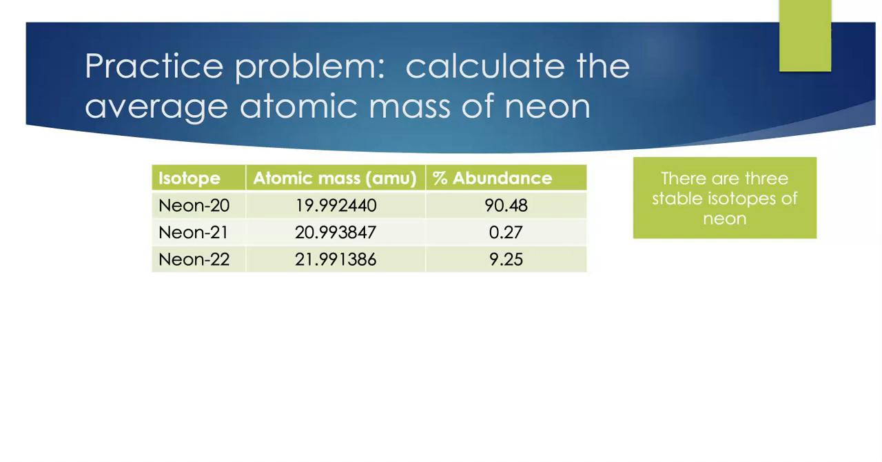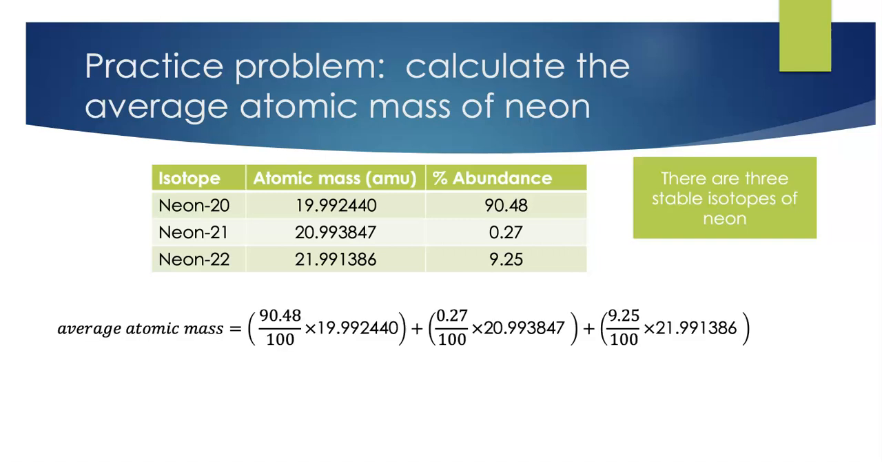It's still percent abundance times atomic mass for isotope 1, repeat for isotope 2, repeat for isotope 3. And then we set things up in our calculator. So to find the average atomic mass of neon, I'm going to do 90.48 times 19.992 and so on, divided by 100 for the neon 20. And then my next set of parentheses are for neon 21, 0.27 divided by 100 times 20.9938 and so on. And then for isotope 3 for the neon 22, 9.25 divided by 100 times 21.991 and so on.